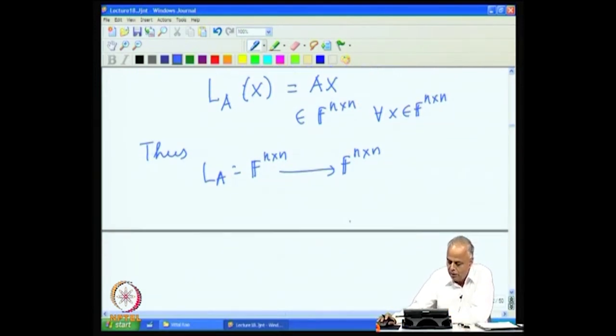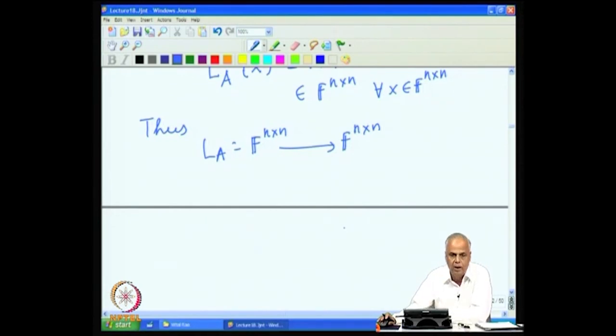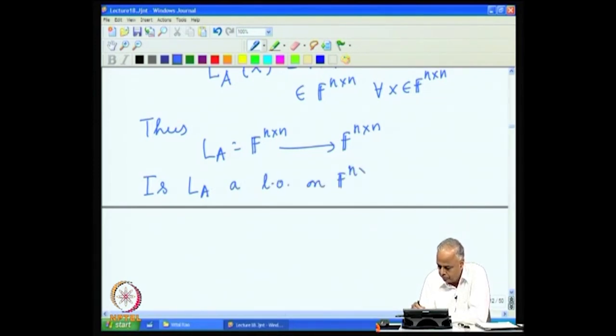So, thus we have a transformation from F^(n×n) to F^(n×n). The moment you have a transformation between two vector spaces, we always ask whether it is a linear transformation. In particular, if you have a transformation from a vector space into itself, we ask whether it is a linear operator. So, is L_A a linear operator on F^(n×n)?